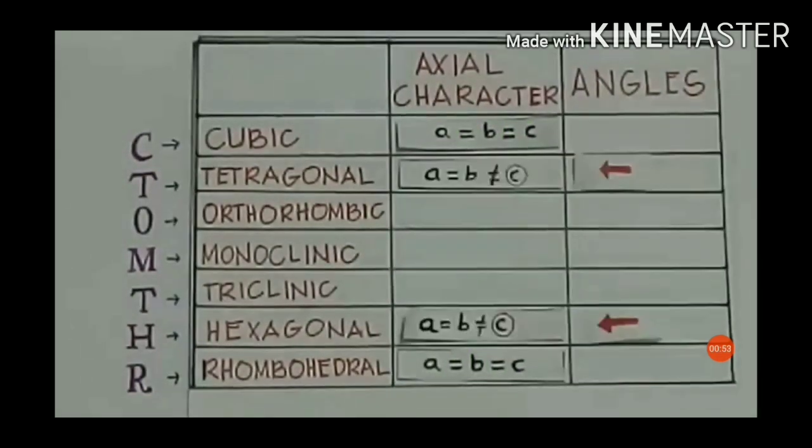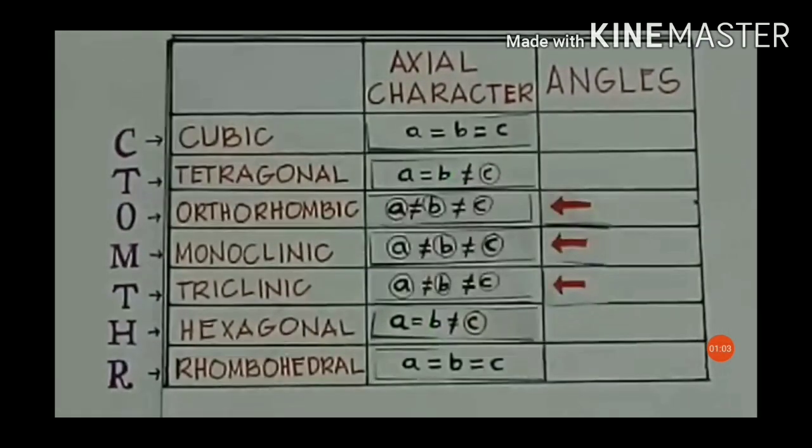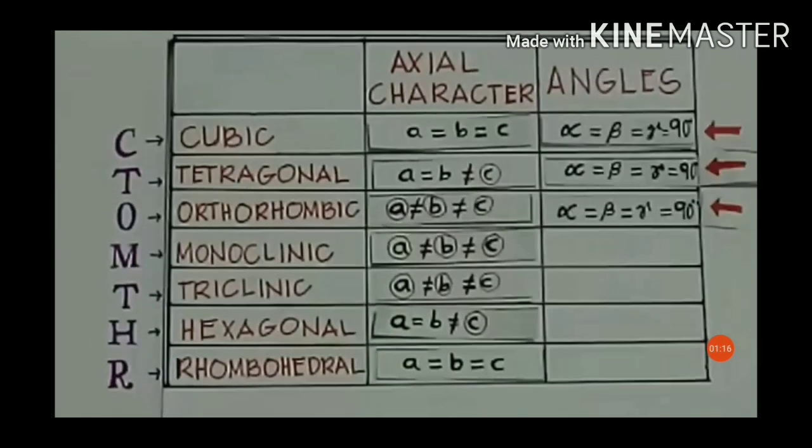Then the second and second last column have the same edge lengths. A is equal to B, which is not equal to C. Then the middle boxes, third, fourth and fifth, have same edge lengths. A is not equal to B, which is not equal to C. Now let us check the angles.